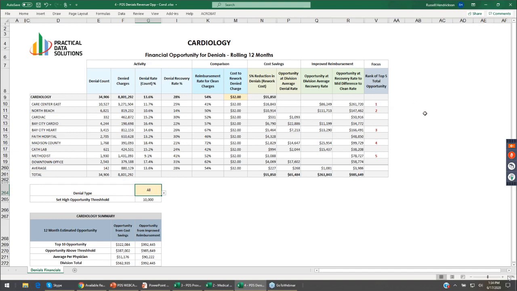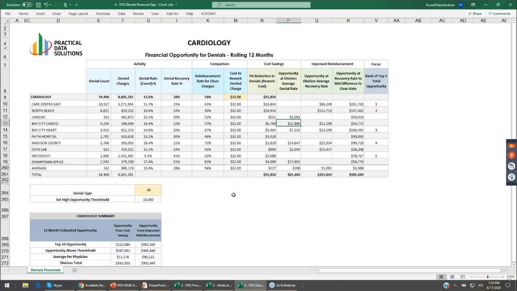So it costs $32 to rework a denial, or $40, or whatever estimate you want to put into something like that. And then we can say, okay, Bay City Cardio has a denial rate that's quite a bit higher than the department average. So if they were able to perform even at the level of the department, for them in particular, that would result in a cost savings of almost $23,000. Being able to model this out allows us to attach a cost of doing business to the way that we're performing.